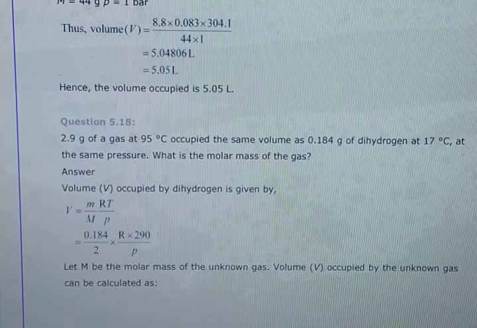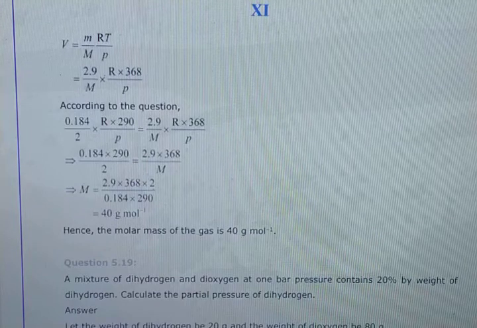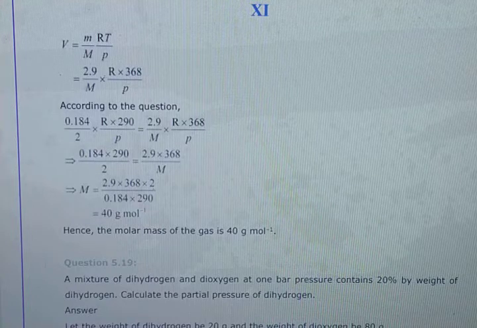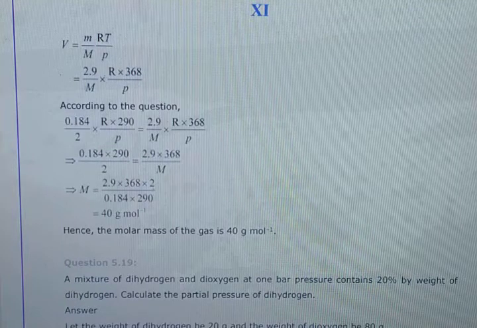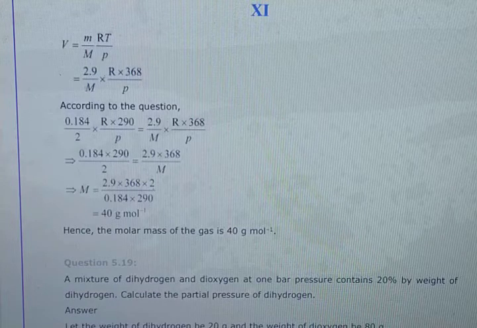Let M be the molar mass of the unknown gas. Volume V occupied by the unknown gas can be calculated as V = (m/M)RT/P = 2.9/M × R × 368/P. According to the question, 0.184/2 × R × 290/P = 2.9/M × R × 368/P, so 0.184 × 290/2 = 2.9 × 368/M. M = 2.9 × 368 × 2 / (0.184 × 290) = 40 gram per mole. Hence the molar mass of the gas is 40 gram per mole.